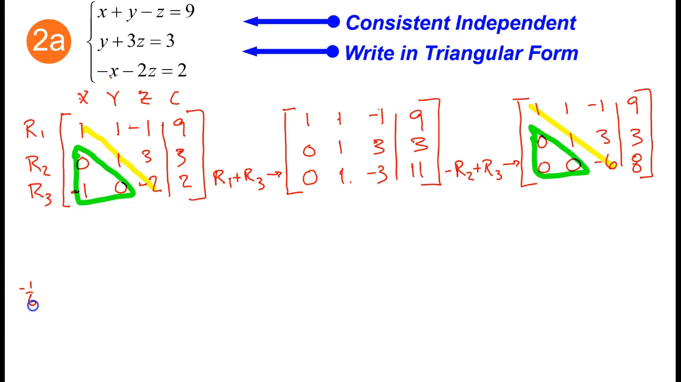Negative 1/6 times row 3 will do that for me. And again, row 1 and 2, unchanged. Row 3 is going to change. 0 times negative 1/6 is 0. 0 times negative 1/6 is 0. Negative 1/6 times 6 is positive 1. Negative 1/6 times 8 is negative 8 over 6, or negative 4/3.